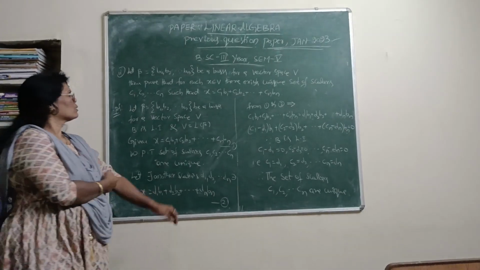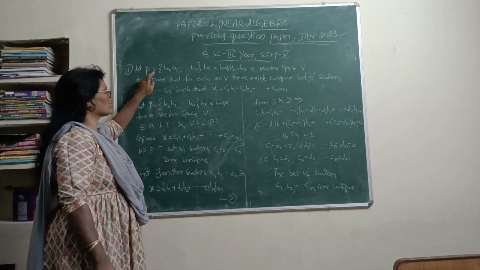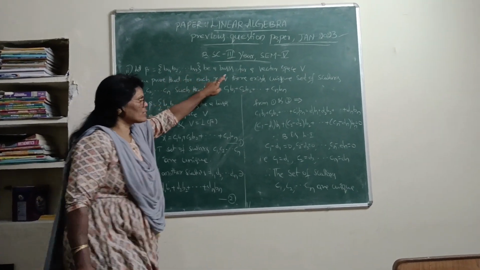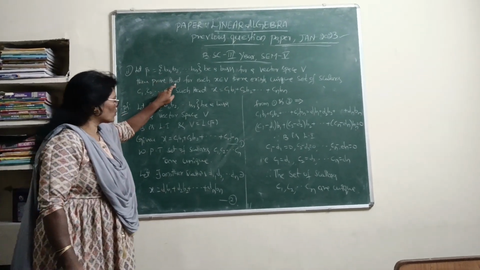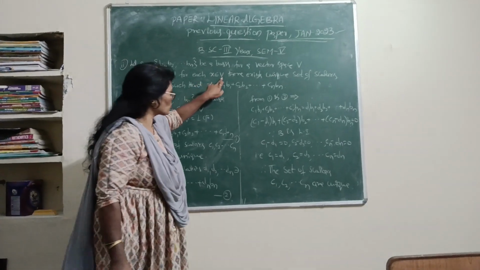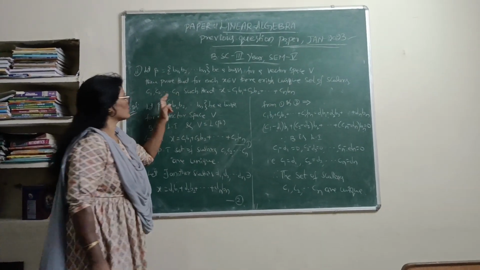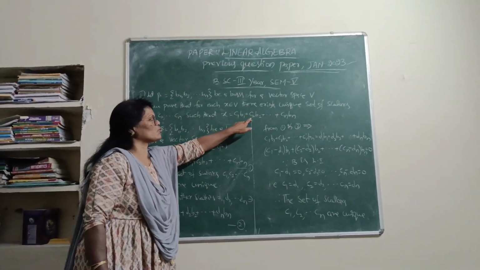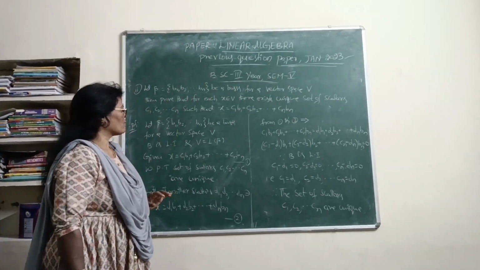Okay. Yeah, in this second problem, second bit: let beta equals b1, b2 and so on bn be a basis for a vector space V. Then prove that for each x belonging to V there exists a unique set of scalars c1 to cn such that x is equal to c1 b1 plus c2 b2 plus so on cn bn. This is the statement given.